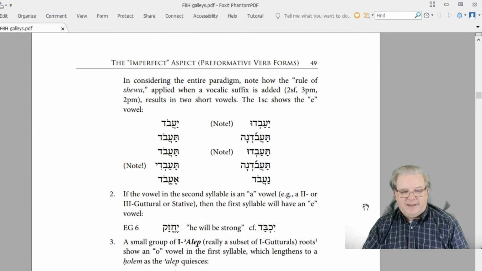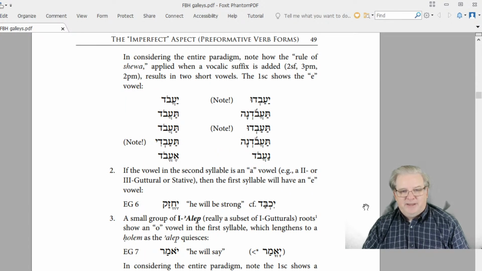You will see, yeah. In considering the entire paradigm, note how the rule of schwa is applied when a vocalic suffix is ended. Remember the vocalic A form suffix, he calls it here? You're going to have that preceded by a vocal schwa. Well, when you have 2 vocal schwas doing the walking, one of them's going to do the talking as the, in this case, because it's rule of schwa B, with gutturals, it's going to be the patak, and that's the second person singular feminine, and then the third person plural and the third person plural feminine. I think I got that right, yeah. Second person, masculine, plural.